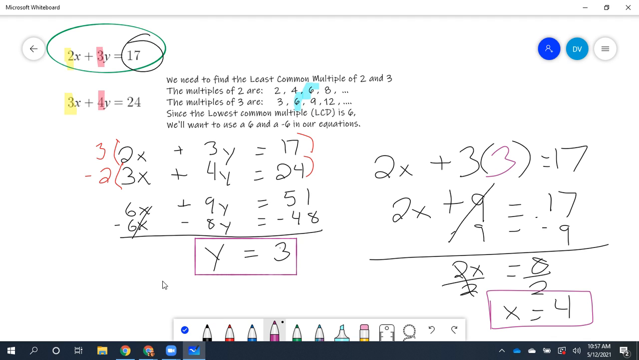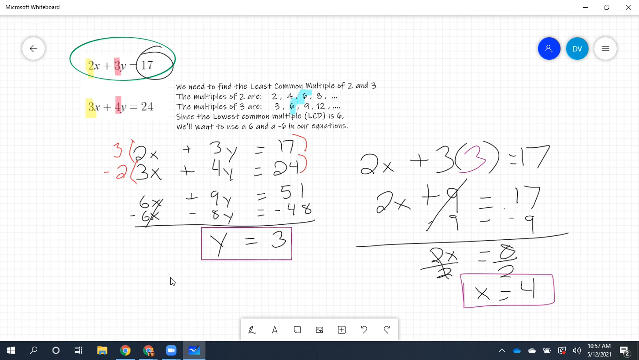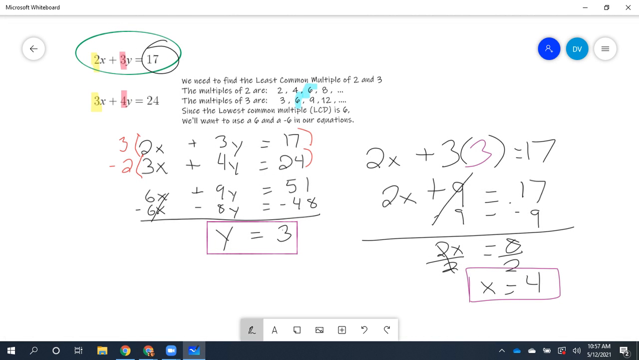Remember, when you write your final answer, it's got to be an ordered pair. The order matters. The x has to come first. So when you write your final answer, let me use red. Put the x value, the 4, first, and then the 3. 4 comma 3 is our solution.